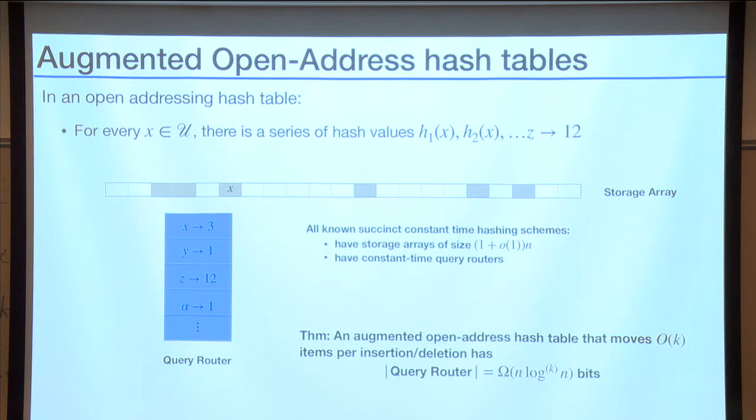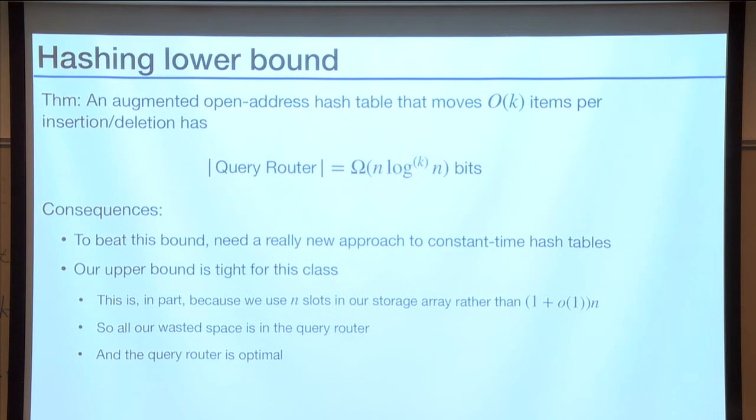Yeah. Okay, so this is our lower bound, that our query router has size at least n times the kth iterated log of n bits. And since our query router has size at least n times the kth iterated log of n, that means if you're using an augmented open addressing hash table, then you're wasting at least the kth iterated log of n bits per key.